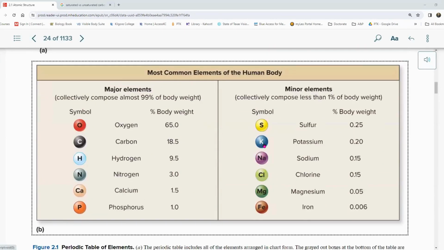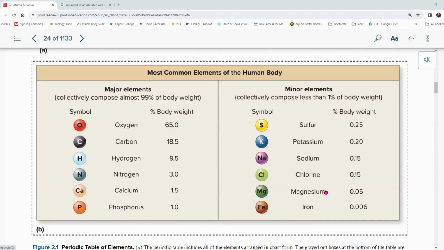Common elements that are found in the human body, they break down into major elements: oxygen at 65%, carbon, hydrogen, nitrogen, calcium, and phosphorus. Now there are also some minor elements that are found in us, such as sulfur, potassium, sodium, chlorine, magnesium, and iron. Just because they only make up 1% of our body weight does not mean that they're not important. We need all of these.